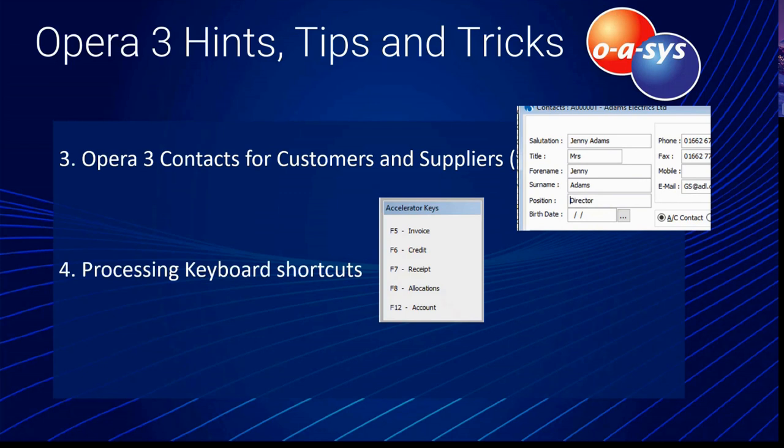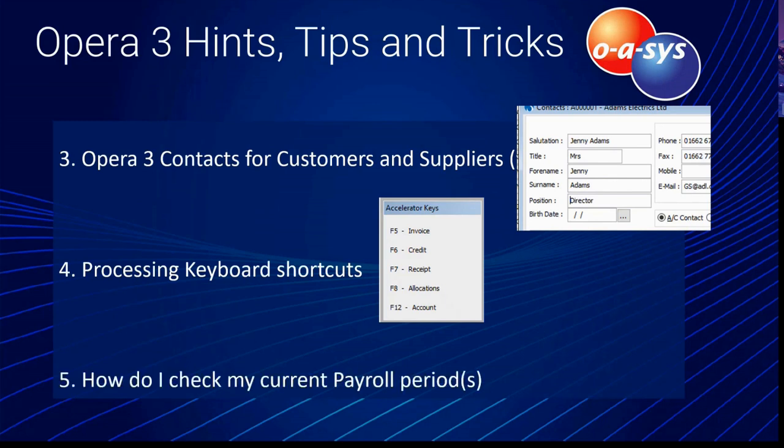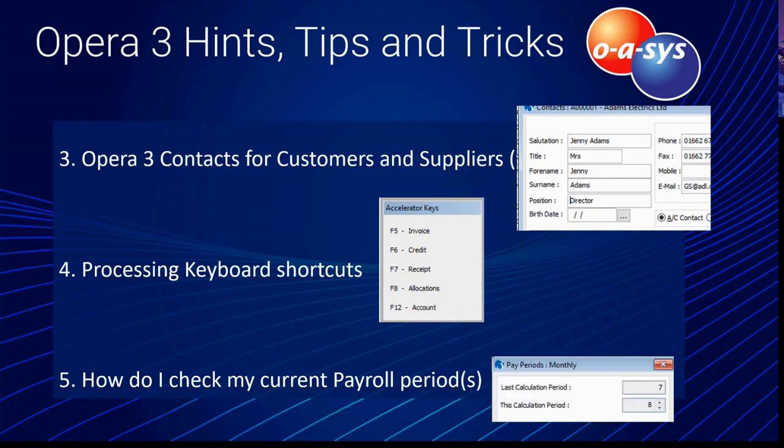I'm also going to show you or briefly talk about keyboard shortcuts, how you can actually run the system without picking up a mouse once. And then for the payroll guys out there, two places I can check my current payroll period. So very often we don't know where we are, and it's just easy to make sure. And where do we look at that for? That's what these two areas are going to look at.